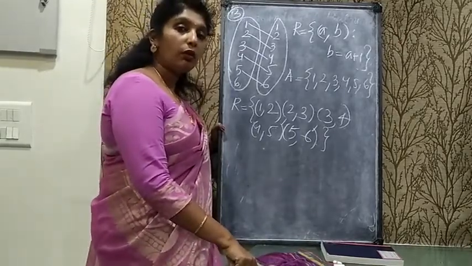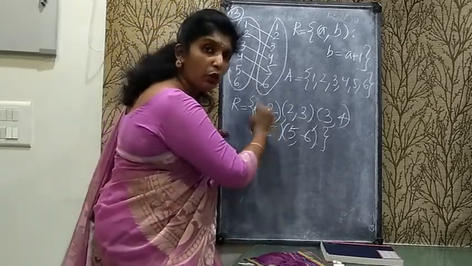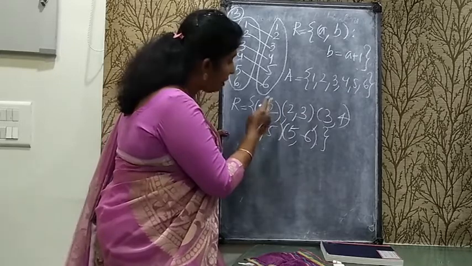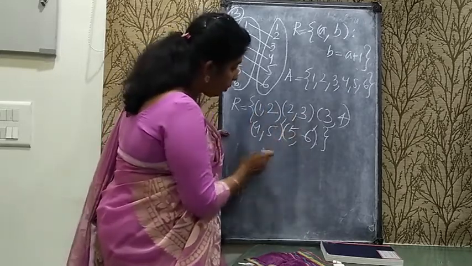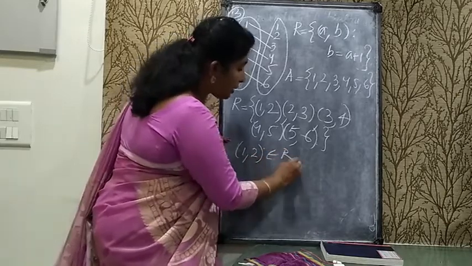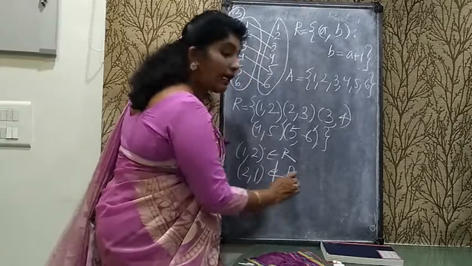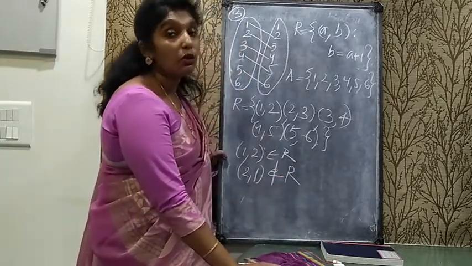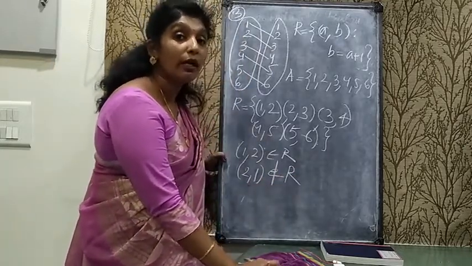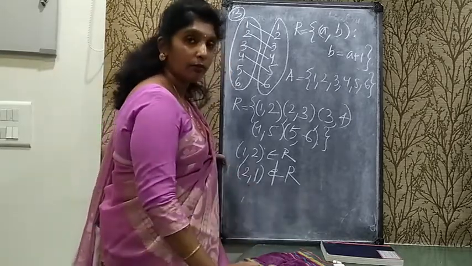Now we will go for the symmetric relation. If (1, 2) belongs to the relation, then (2, 1) should be there in the relation. Just check, is it there? No. So what we will be writing? If (1, 2) belongs to the relation, then (2, 1) should be there in the relation. But here (2, 1) is not there in the relation. So it is not symmetric. You have to conclude, therefore, it is not symmetric.